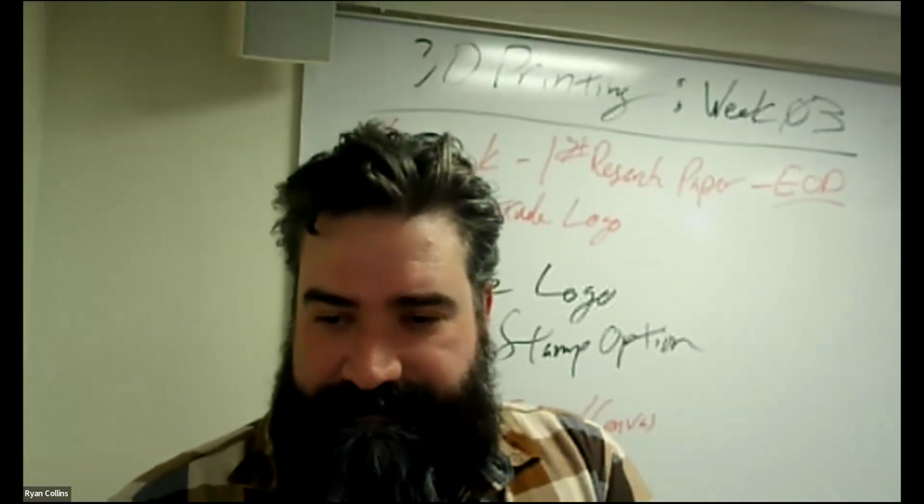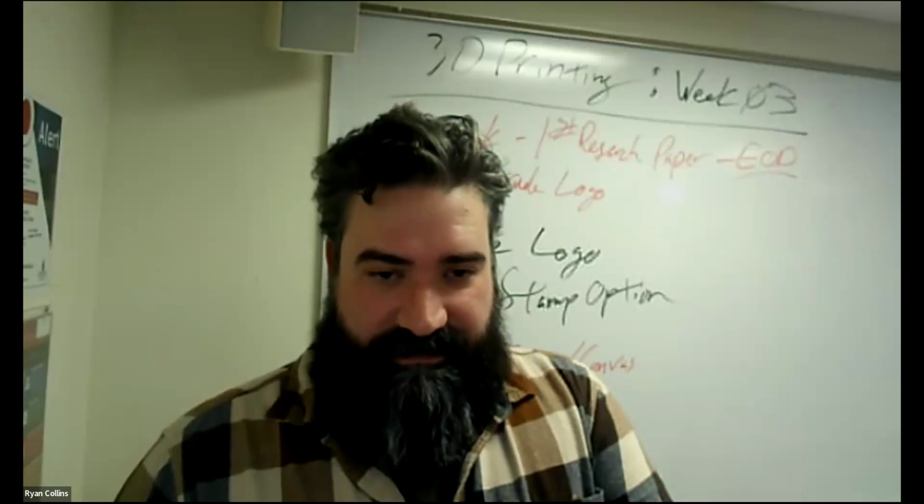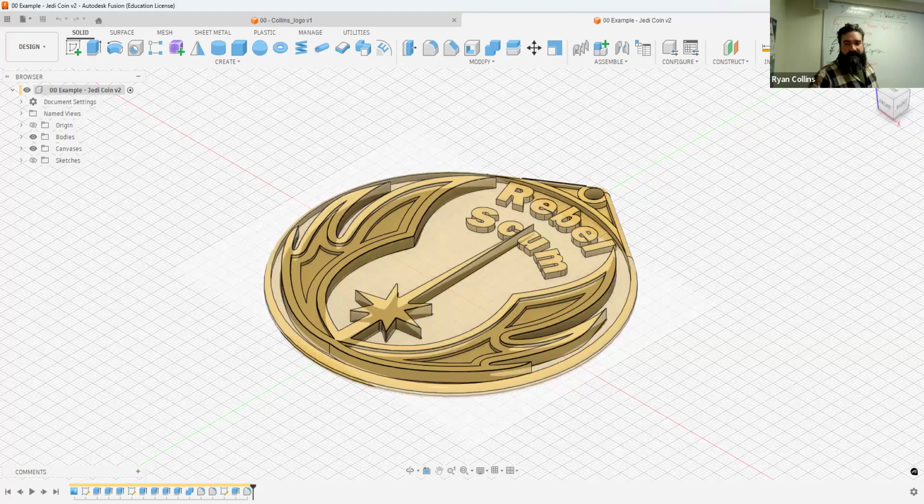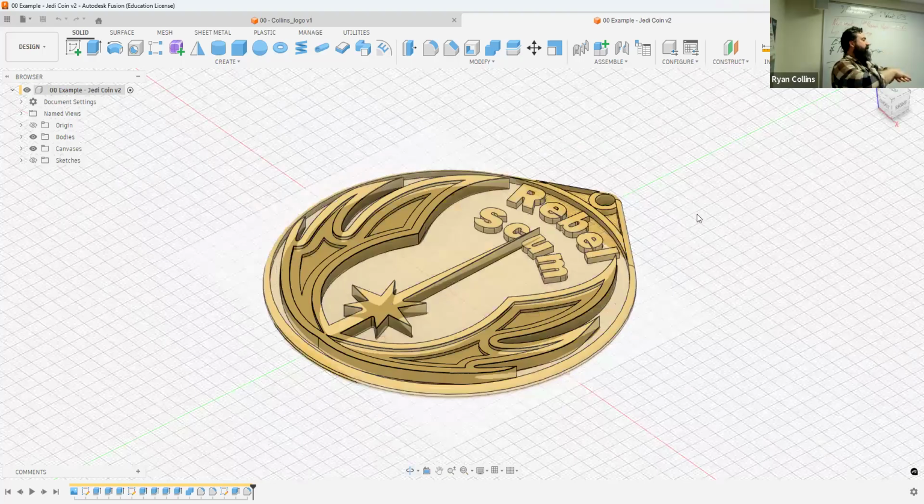So let me bring up Fusion. All right, so I brought up these examples last class. What we're essentially trying to create here is some sort of flat sketch-based image. Then using the extrude tool, take that up from a two-dimensional virtual object into a three-dimensional object.